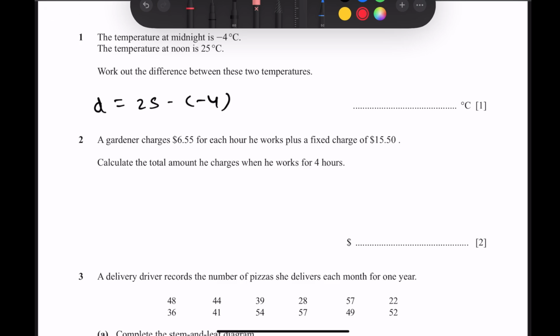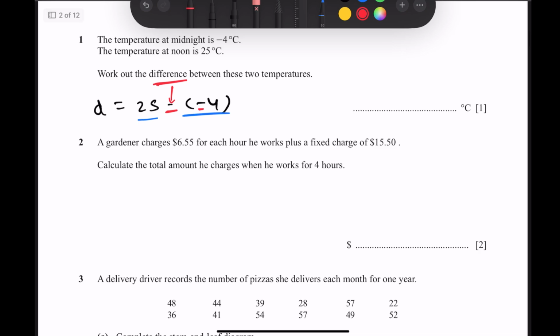There's two minuses, not one, because this minus is as a result of difference, since you're subtracting these two numbers, and this negative is because this number is a negative 4 degrees and not positive 4 degrees. Now since you have two negatives, when combined they produce a positive. So 25 minus negative 4 is 25 plus 4, which is equal to 29 degrees. And that's your question 1 answer.